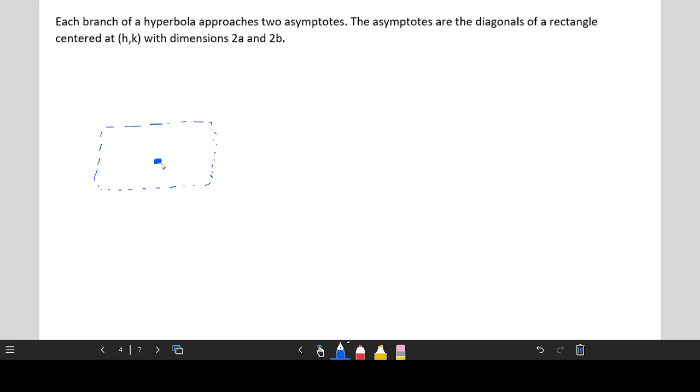In the horizontal case, the length of this rectangle is 2a. So half that length is a. And a is the distance from the center to a vertex. So there's one of our vertices. The other one's going to be over here because this distance is also a.